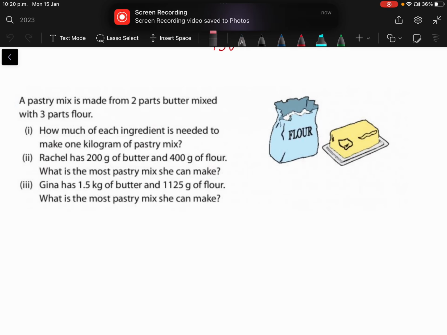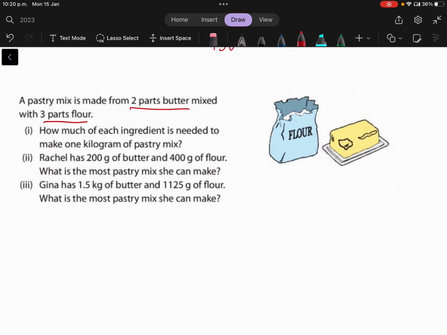Okay, let's look at how we can solve this question. So pastry mix is made from 2 parts butter and 3 parts flour. So butter to flour is 2 is to 3. Okay, and the total number of parts is 5. So it is the ratio.